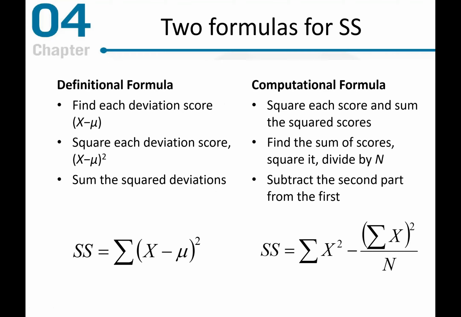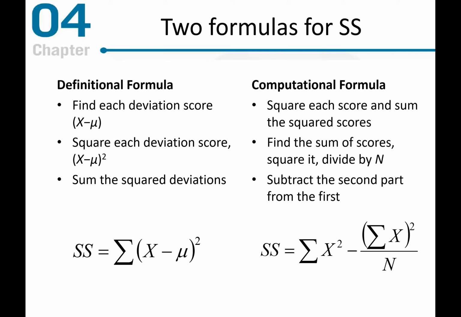Here are the two formulas for calculating the sum of squared deviations. The first one is the formula that we've been using to calculate the variance and the standard deviation. We find each deviation score, then we square each deviation score, and then we find the sum of the squared deviations. This is what we've been doing before we go to the next step of calculating the variance and the standard deviation. But there's another formula, what's called the computational formula.